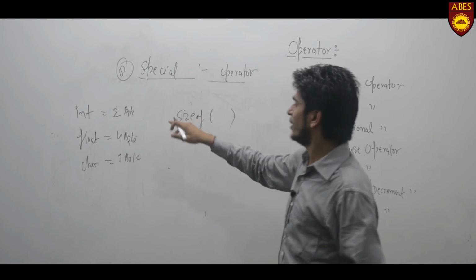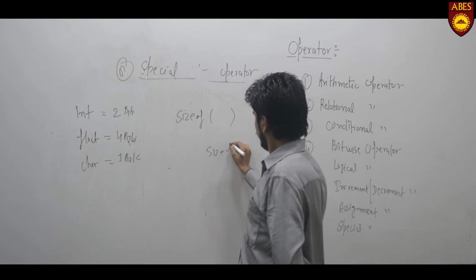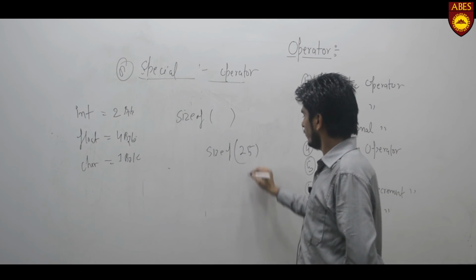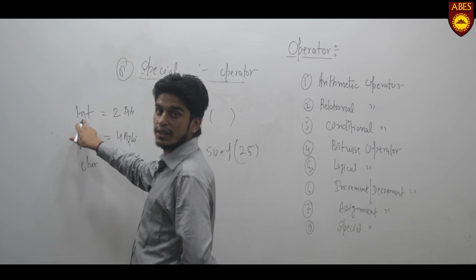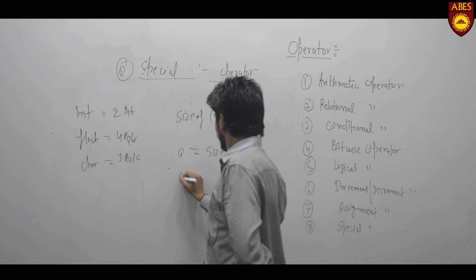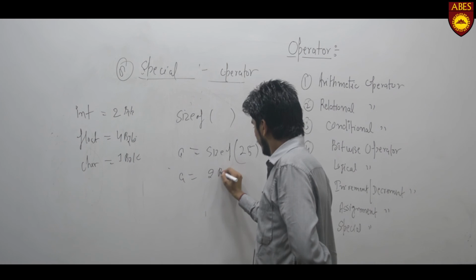For example, the value 25 is of integer data type, so sizeof returns only 2 bytes of memory.